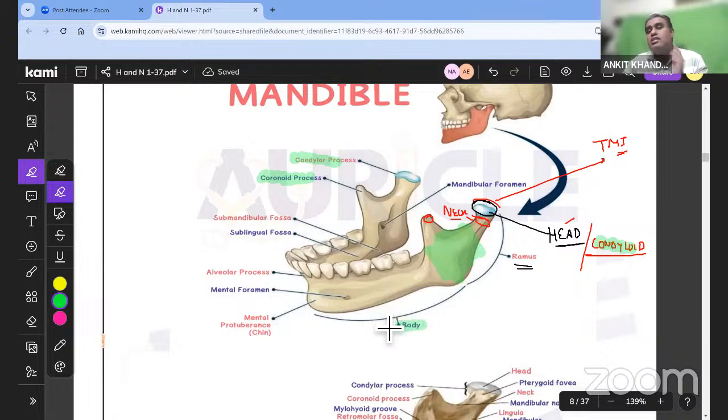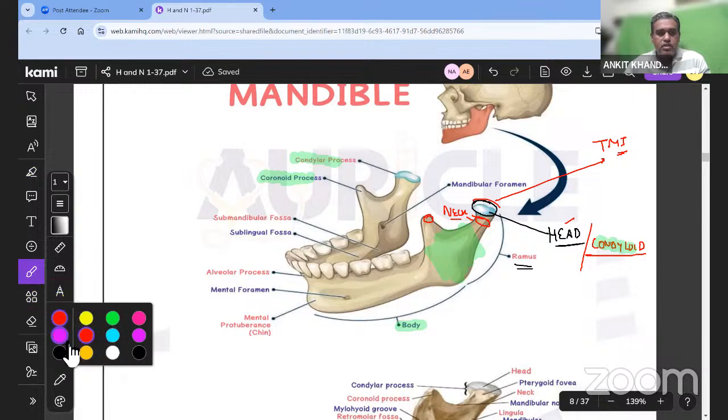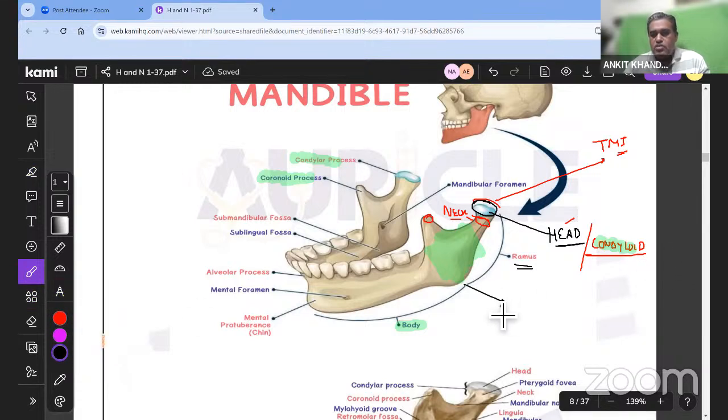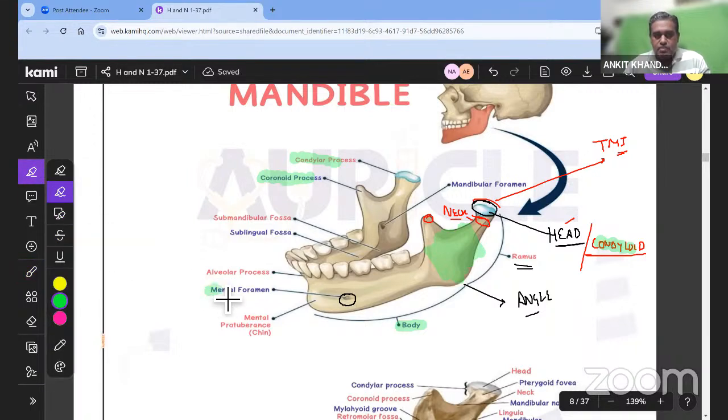Now, apart from the ramus, you have the body. This whole is the body of mandible. Between the ramus and body, as I told before, we have this structure known as the angle. So this over here is the angle of mandible. In the body of mandible, you have a small foramen known as the mental foramen, through which the mental nerve and vessels pass. This is on the outside.